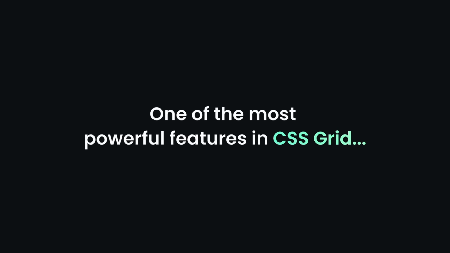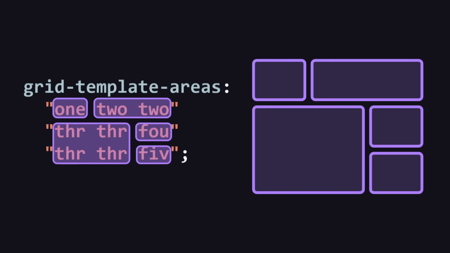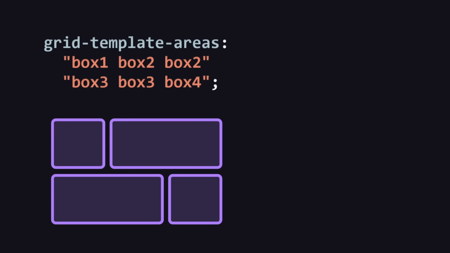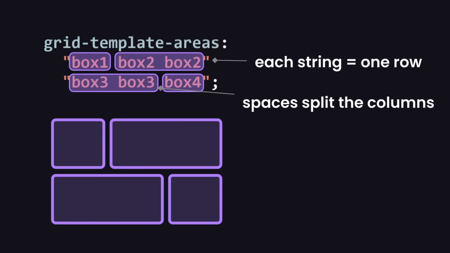auto margins. Pattern number 2, one of the most powerful features in CSS Grid is grid-template-areas. It lets you build layouts in a really visual way, because your CSS code is actually going to look like the layout you're building. With grid-template-areas, you define the layout using strings. Each string is one row, and spaces split the columns. That way, it is much easier to design complex grids, because you can see the layout directly in the code.